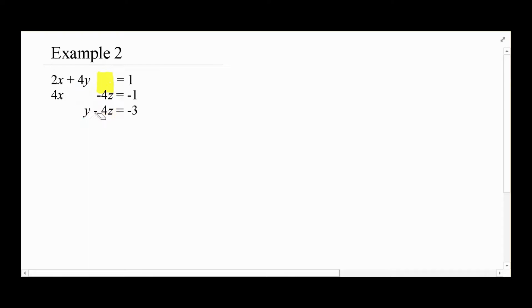Now, I do want to point out that there's not a right or wrong answer here when you're making a decision on which variable to eliminate. Now, there might end up being an easier way, and you might pick wrong, and that's okay. But take the time to at least try to optimize your work. So we're going to try to eliminate z's.